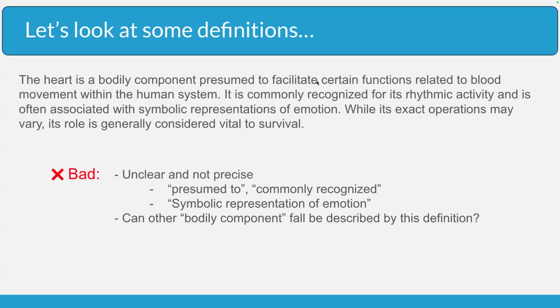So it is still very unclear what this concept means. It's not precise. There's a lot of presumed to, commonly acknowledged, commonly recognized. It's a symbolic representation of emotion. How does it fit in the rest of the definition? And then, as Sue mentioned, heart could be something that is in other species, but then also there could be other, quote unquote, bodily components that follow this definition.